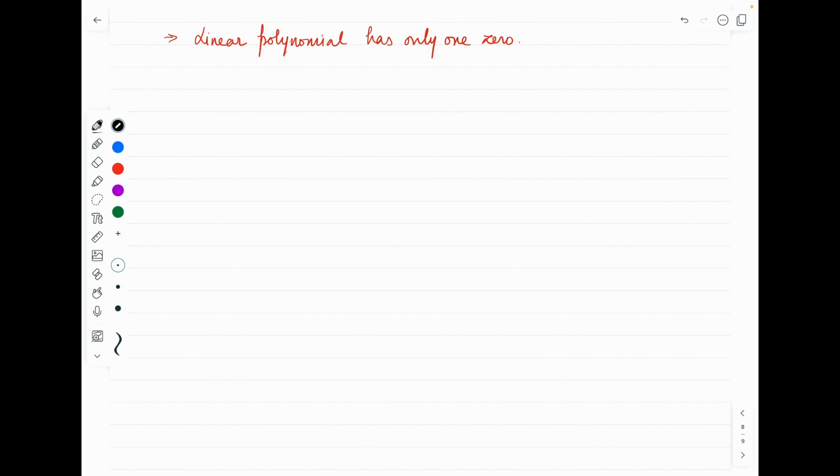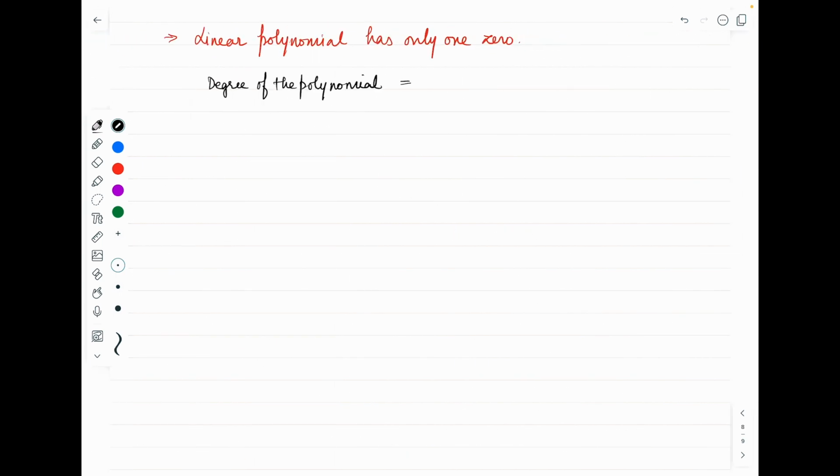Understood? I will tell you one more thing. See, the degree of the polynomial you have read. Degree of the polynomial is equal to what?